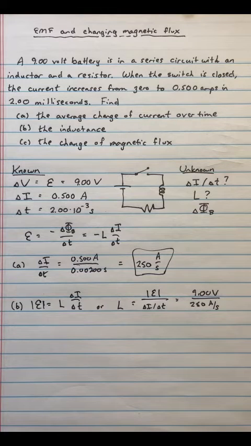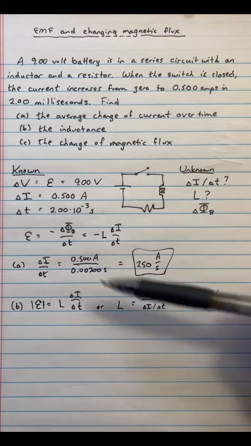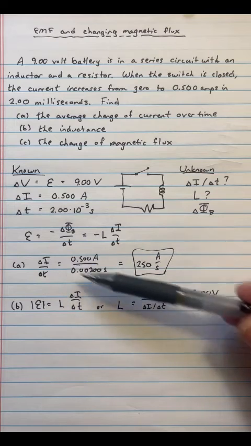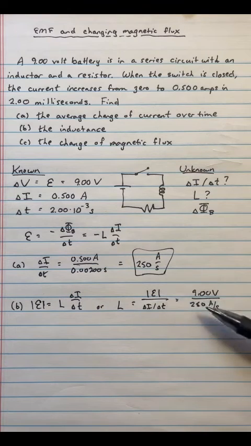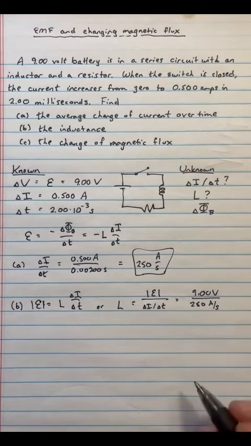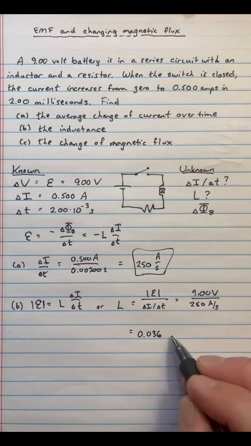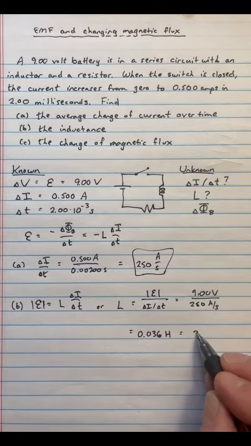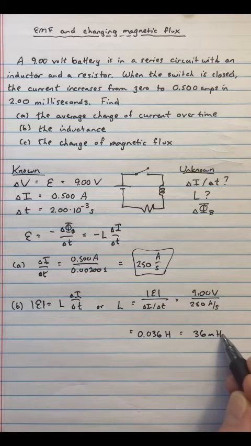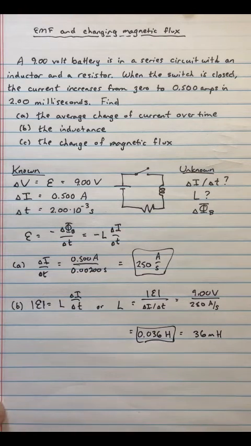And sometimes they're not given. Well, they don't have to be given. If you have a rate of change of current over time already, that's all you needed. And that's all we needed here. And when we do this calculation, let's finish off the problem here. We get 0.036 henries, or if you prefer to write it this way, 36 millihenries. So that would be the inductance.